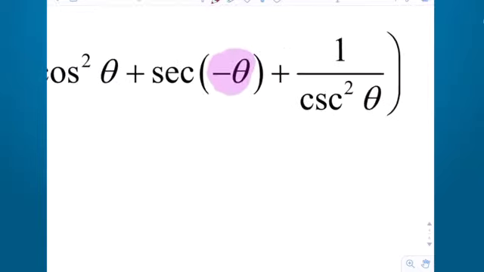The even-odd identity is good. Is secant even or odd? Even. So what can we do with the negative sign on theta? Bring it out front or just get rid of it? Just get rid of it, okay? So that's secant of theta.